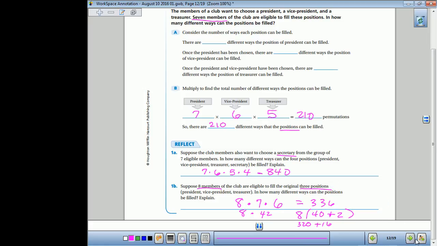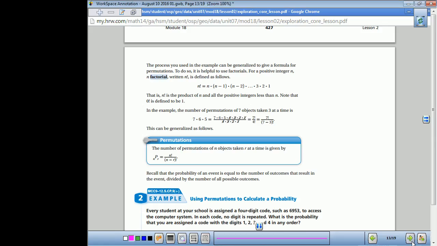Okay. All right. So these are permutations. But we've done every single one of them like it's a counting principle problem, haven't we? We thought of it, the positions, as different categories. So to think of it as a permutation, which is really a quicker way of doing the math, we need to know what this word means in mathematics.